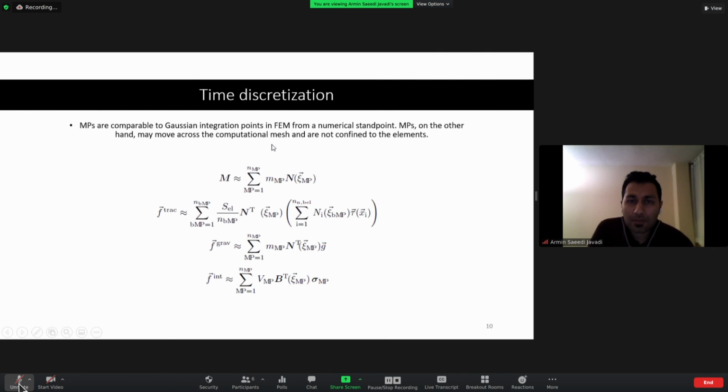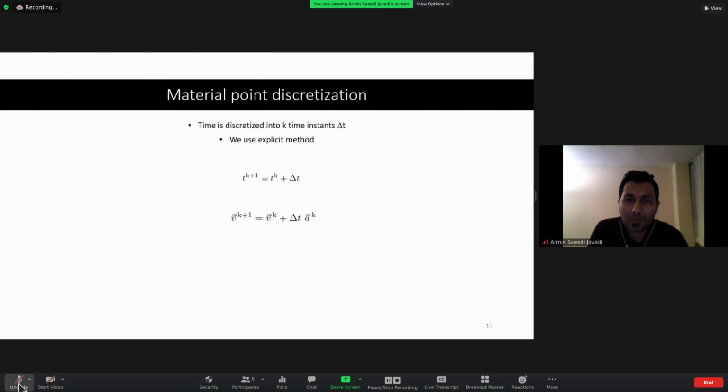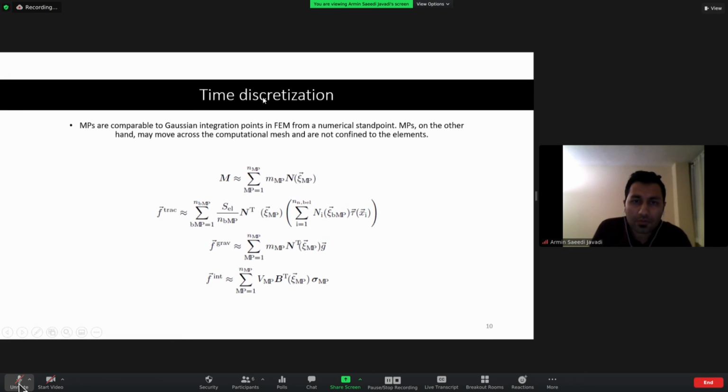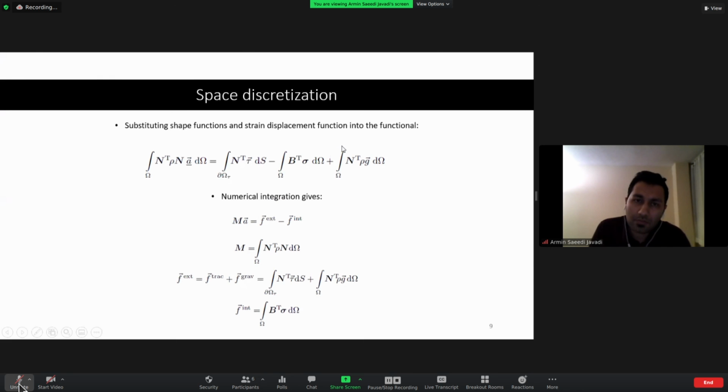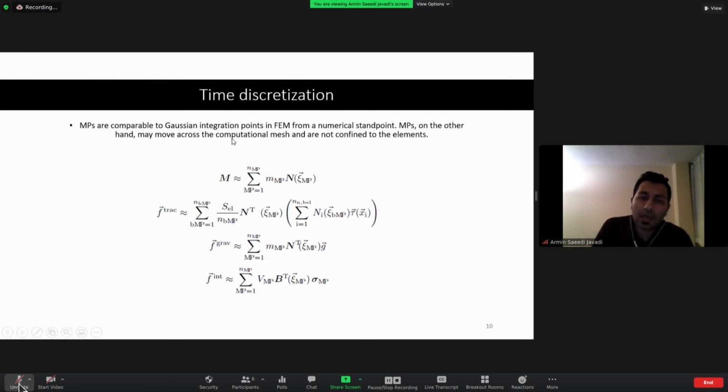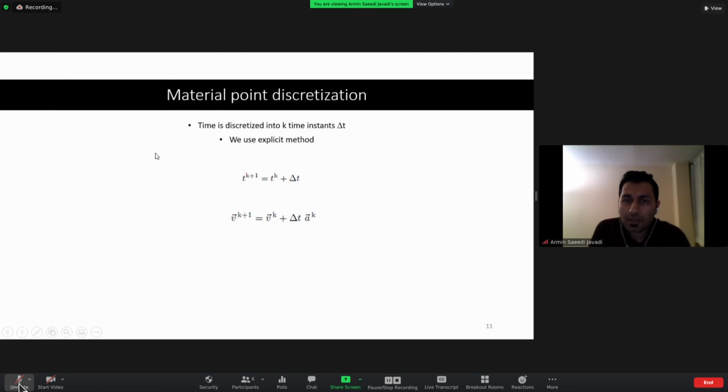And after that, we need a material point discretization. Oh, it was a bad heading. It is material point discretization. We need to discretize those elements from the previous step into some material points. And then we need to calculate our lumped mass, traction force, gravitational force, and internal force. It is the same as Gaussian integration points in FEM. Then we need time discretization. In here, we use an explicit method as we had in our course.